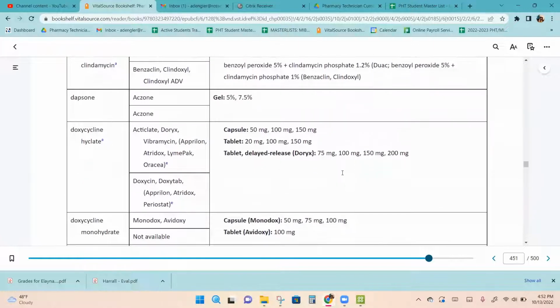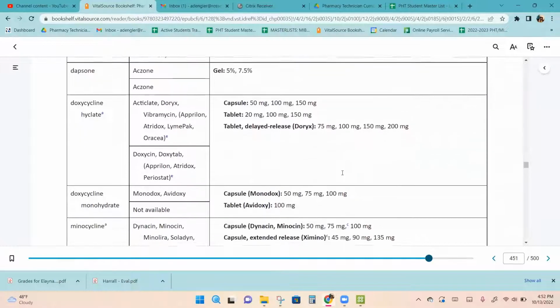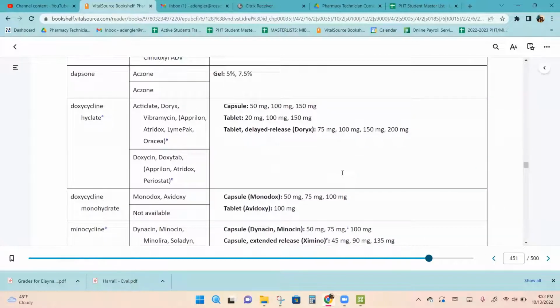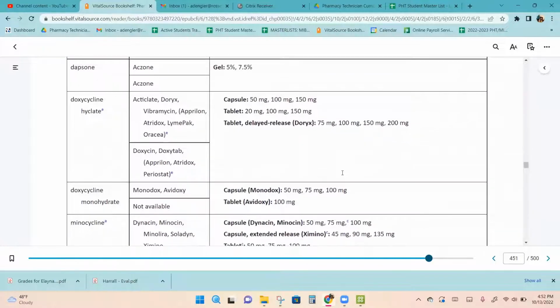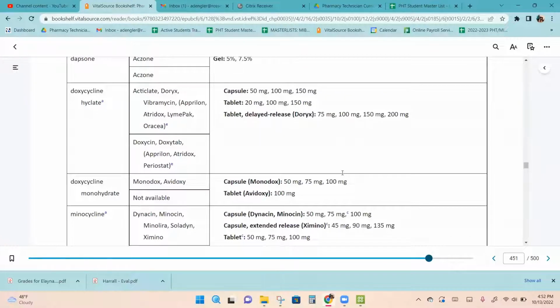Dapsone, which is Axone, is available as a 5% and a 7.5% gel. Doxycycline hyclate is available as a capsule and a tablet and a delayed release tablet, which is Doryx. So Doryx you will see prescribed quite a bit for acne. It is delayed release, meaning they don't need to take as many throughout the day. But it can be kind of expensive. So you will sometimes see the capsule and the tablet prescribed for acne as well.